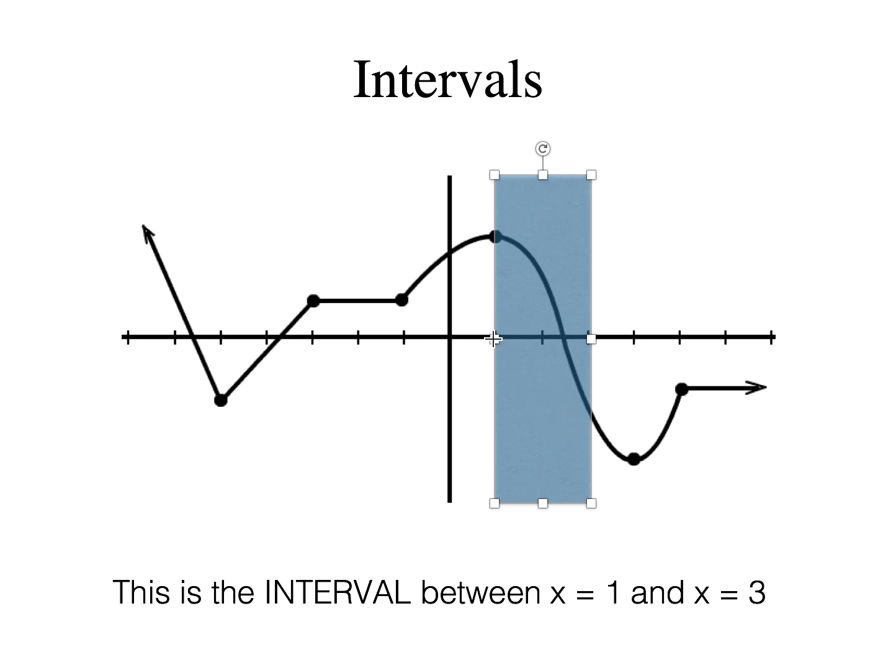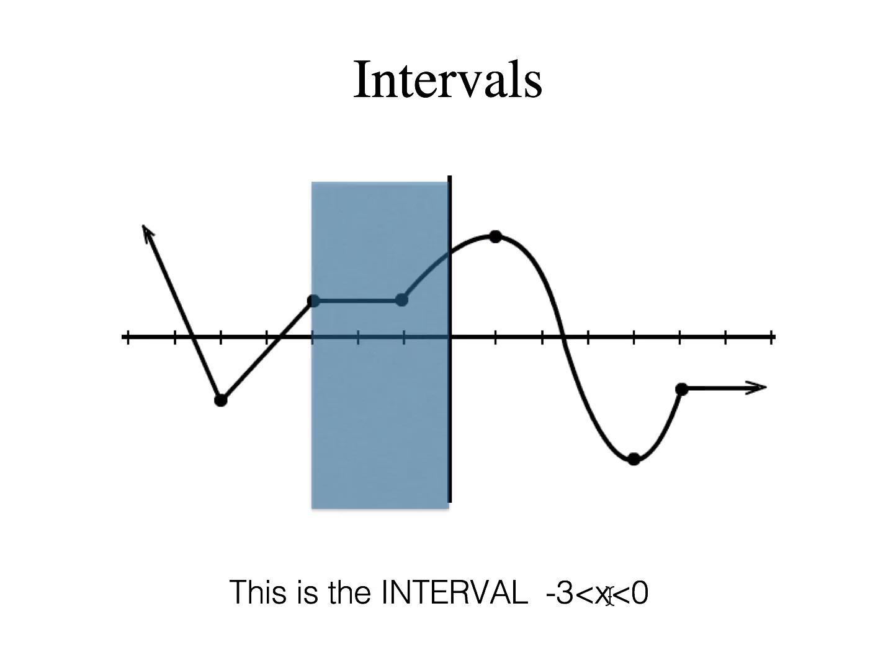So this is x equals 1. I went over to 1 on the x-axis. Here's x equals 2. Here's x equals 3. So I shaded over everything that has an x-coordinate between 1 and 3. And on the graph, from here down to here, that's the interval on the graph between 1 and 3.